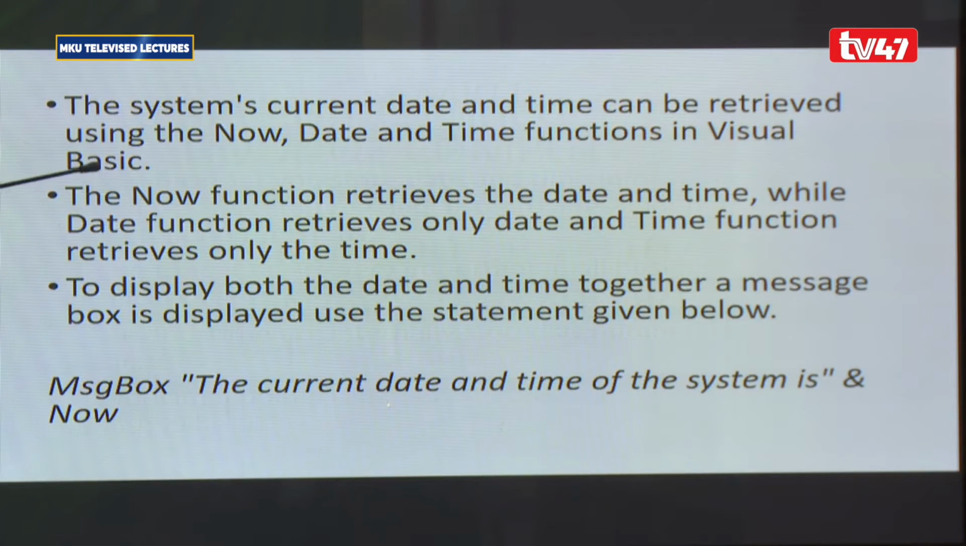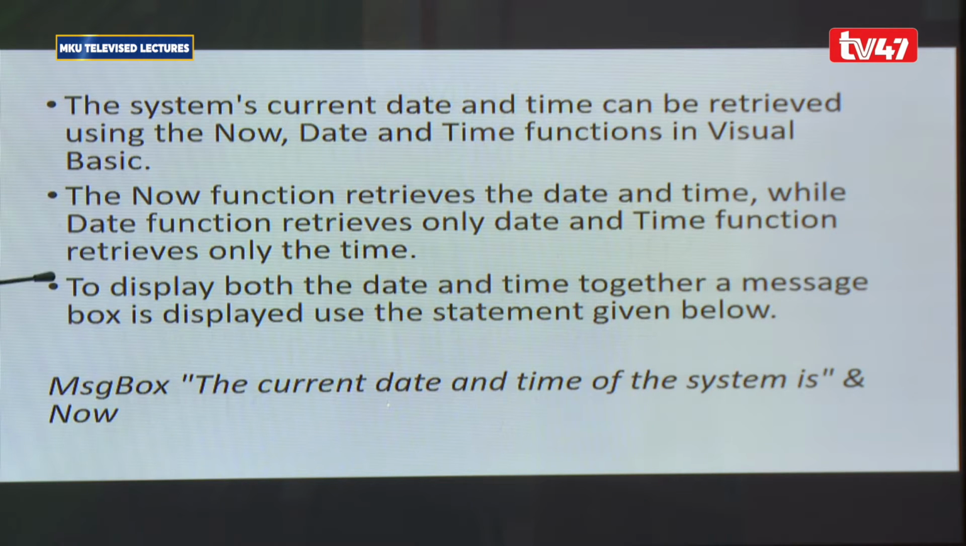The system's current date and time can be retrieved using the Now, Date, and Time functions in Visual Basic. That is the three: Now, Date, and Time. The Now function retrieves the date and time, while the Date function retrieves only the date. So if you want to retrieve date and time, you are expected to use the Now function. If you want to retrieve only the date, then you use the Date function. And if you want to retrieve only the time, you can use the Time function.